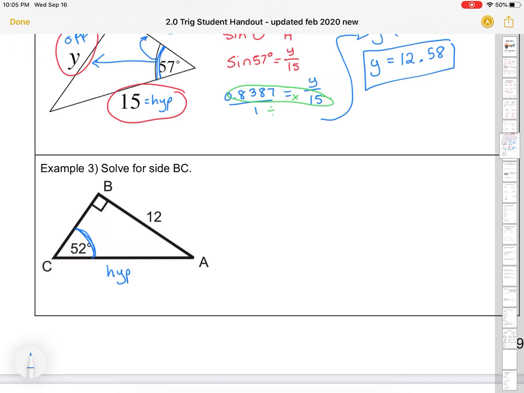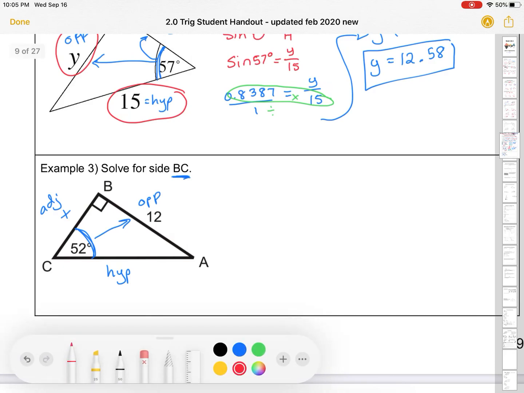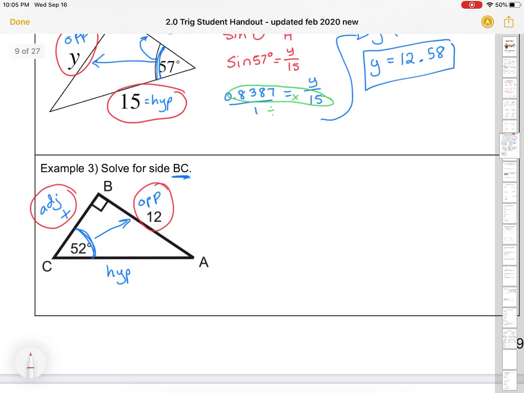So we're looking from this angle. Here's my hypotenuse. And it says solve for side BC. So that's this side here, which is adjacent. And this one is opposite because it's across, right? So I've labeled. I'm going to circle.